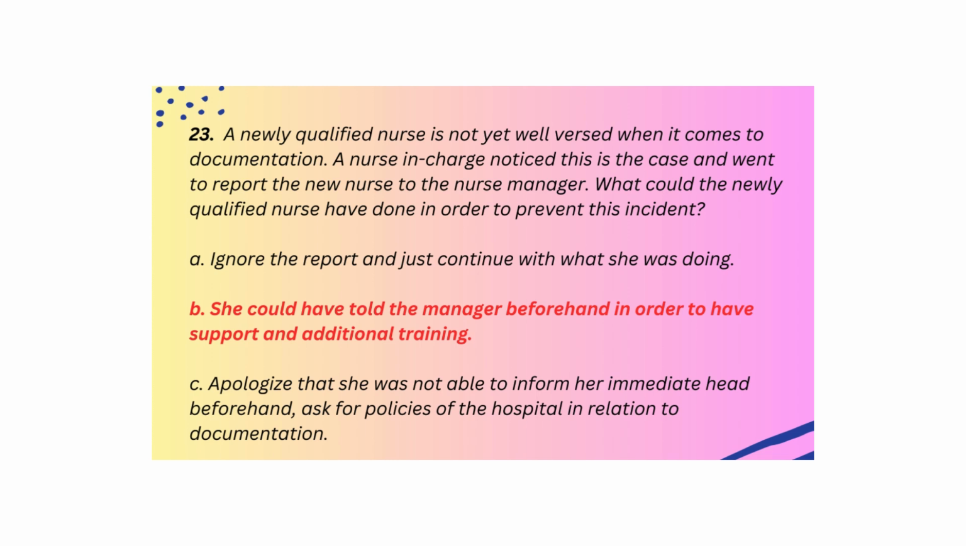Q23. A newly qualified nurse is not yet well versed when it comes to documentation. A nurse in charge noticed this and went to report the new nurse to the nurse manager. What could the newly qualified nurse have done in order to prevent this incident? A. Ignore the report and just continue with what she was doing. B. She could have told the manager beforehand in order to have support and additional training. C. Apologize that she was not able to inform her immediate head beforehand. D. Ask for policies of the hospital in relation to documentation.